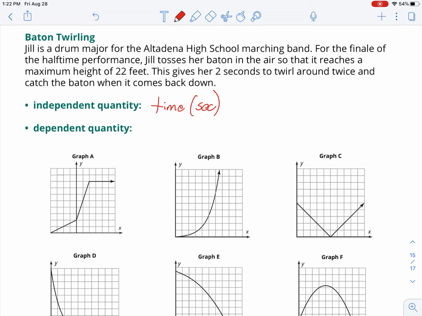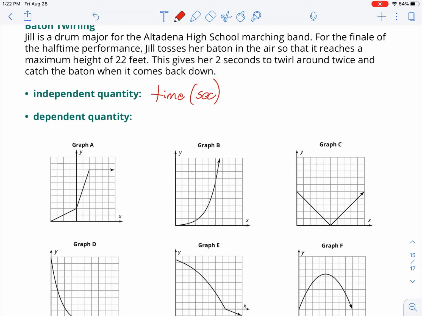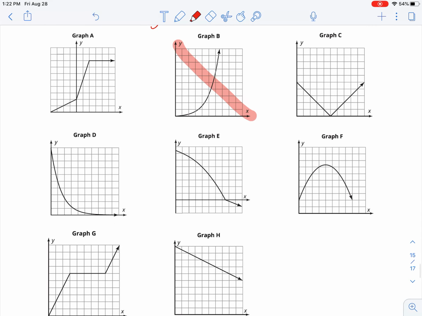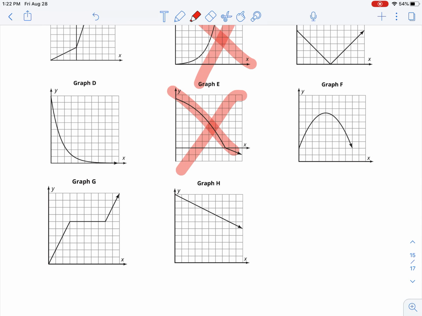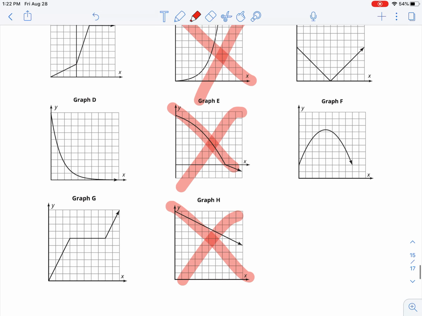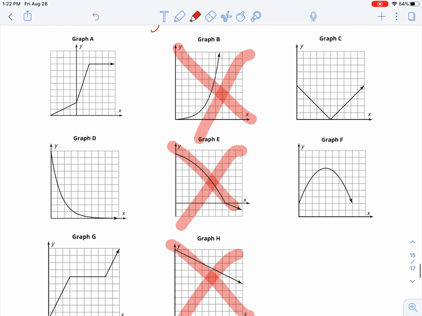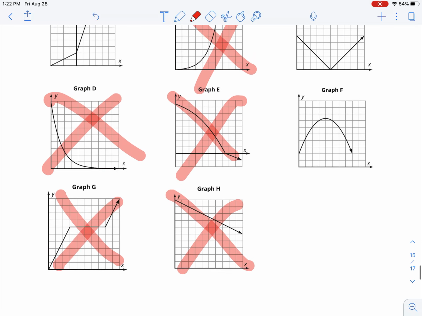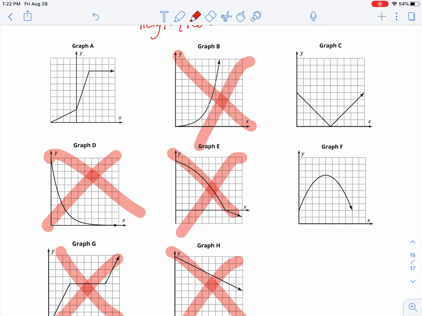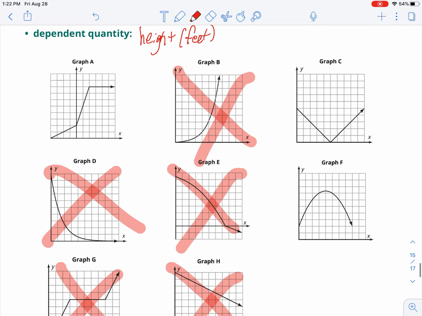Okay, reading through there, I see time again. Time is usually always going to be our independent quantity. And then after that, I see height of the baton tossed into the air. So that is going to be our dependent, and that is in terms of feet. Okay, so here's what we've got left. We've already used B, E, and H. What else have we used? We used D and G.